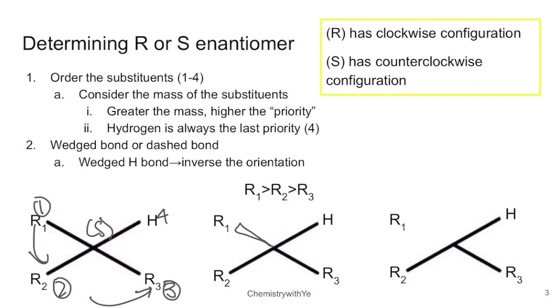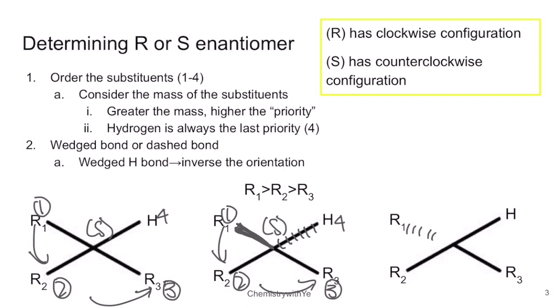If R1 were to be attached by a wedge bond, hydrogen would be attached by a dash bond. With only wedge bonds of hydrogen, you would need to inverse the orientation. So in this case, you would not need to. So the ordering of the substituents would be the same, and it has a counterclockwise configuration. So it is the S enantiomer.